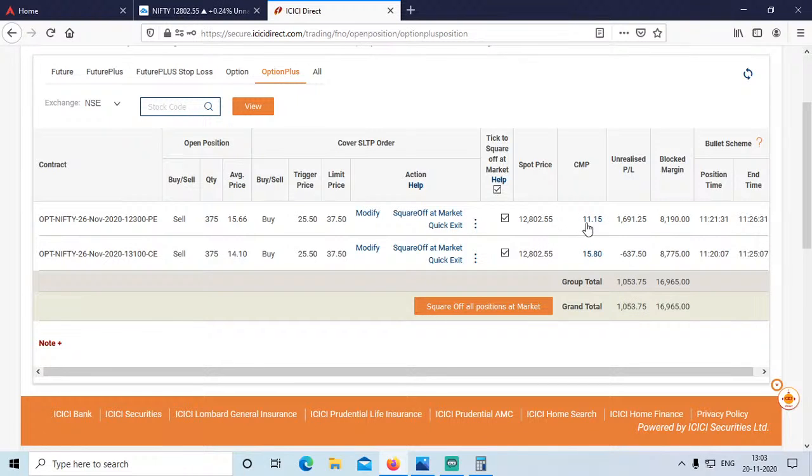See the current market price, 11 and 15. To hit my stop loss, this 11 rupees should go to 25, then only my stop loss will get hit, and this 15 rupees should go to 25 rupees, then only it will hit my stop loss. For sure that is not going to happen.